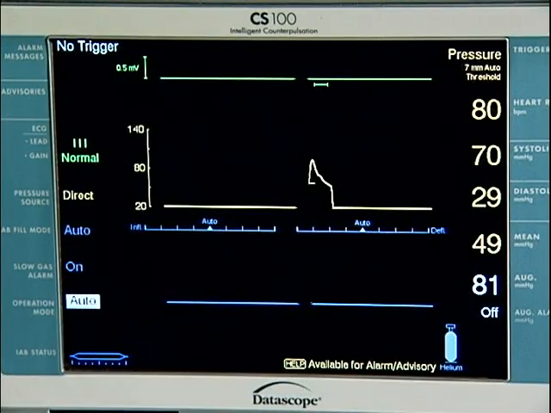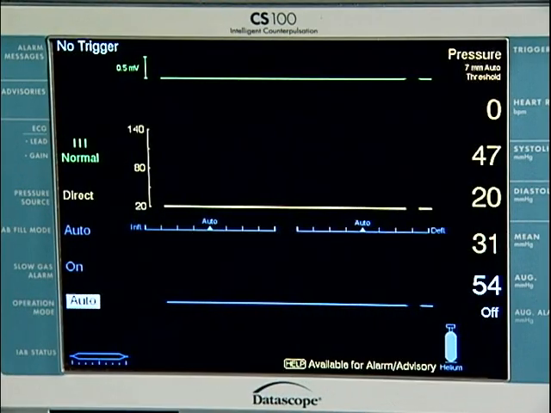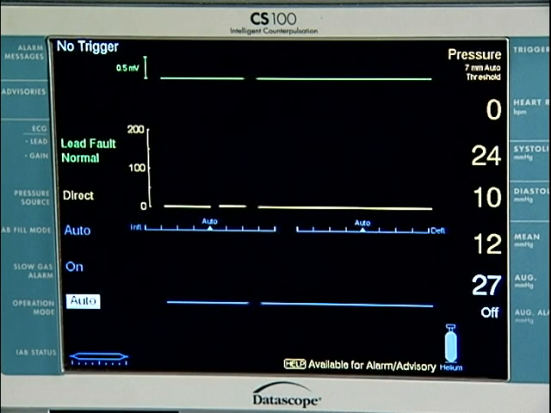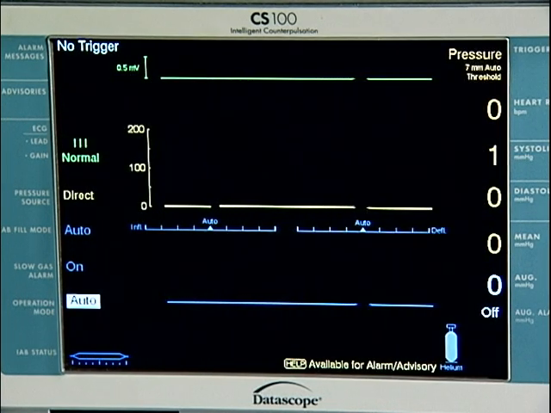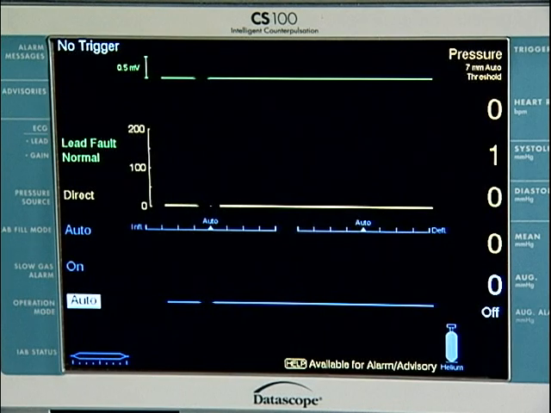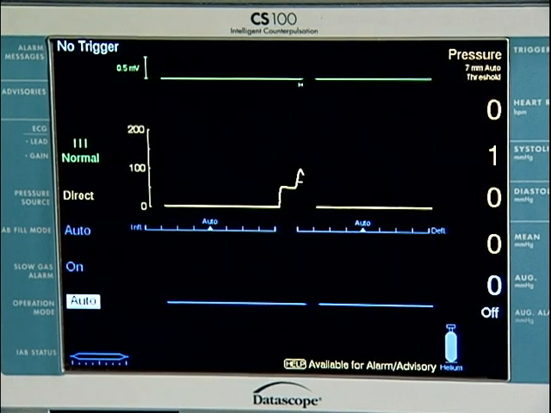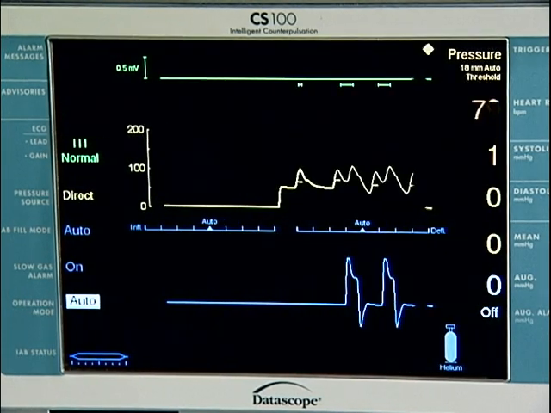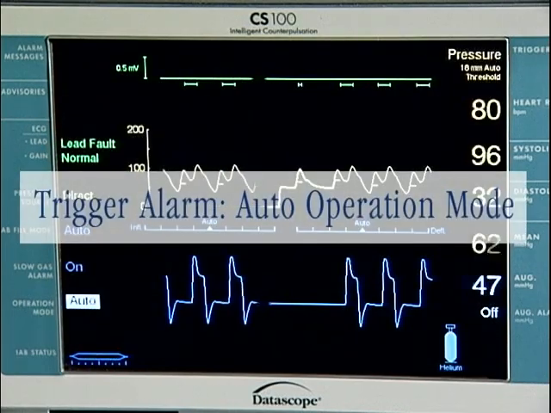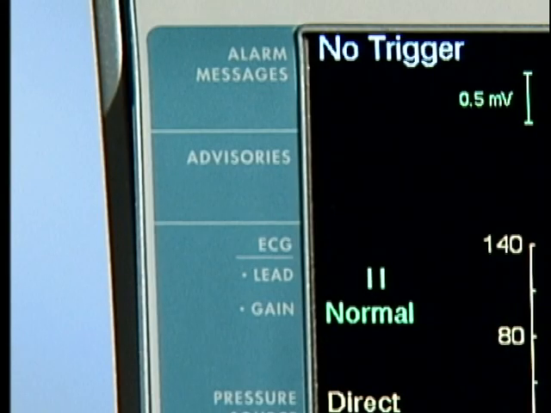A trigger alarm indicates that the selected trigger source is either not available or not reliable. Although IAB assist is suspended during a trigger alarm, pumping will automatically resume once the trigger has been re-established. When operating in the auto operation mode, a no trigger alarm is probably caused by a valid ECG and arterial pressure trigger being lost or non-existent.